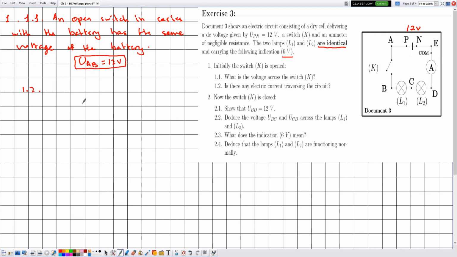Now in 1.2, they are telling me, is there any electric current traversing the circuit? We know that an open switch doesn't allow electric current to pass through, therefore the value of the electric current is equal to 0.